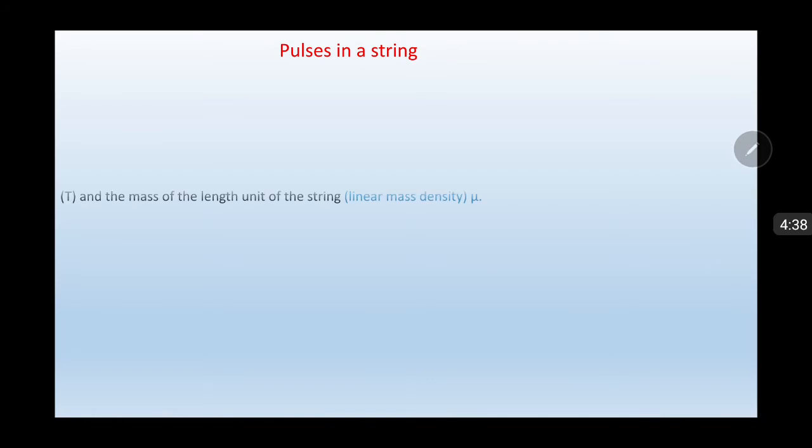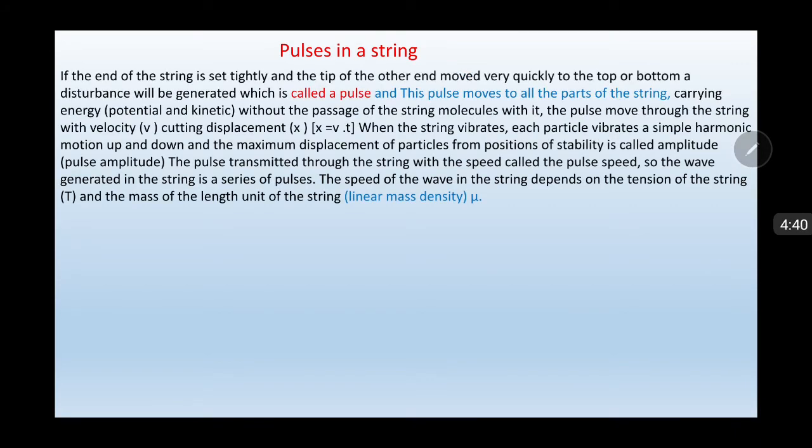Pulses in a string. If one end of the string is set tightly and the other end is moved very quickly, a top or bottom disturbance will be generated, which is called a pulse. And this pulse moves along all the parts of the string carrying energy. This energy is potential and kinetic energy.